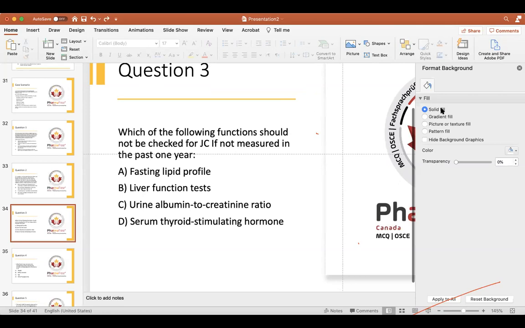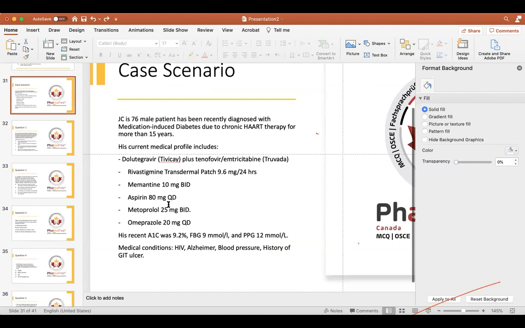I clarified it. Which test you don't need to measure for now? Which test you don't need to measure? Can we see the case? Yes, here you go.